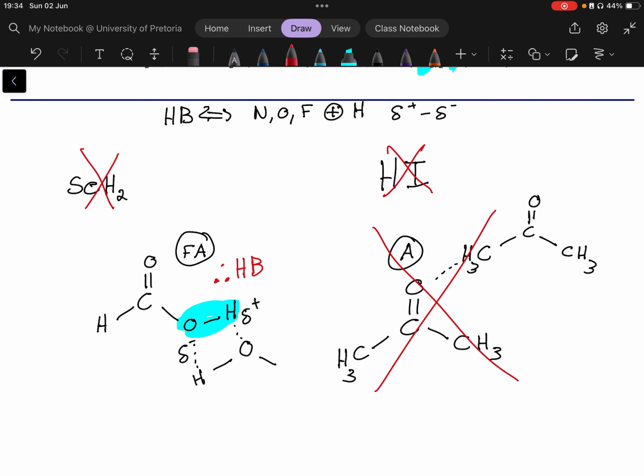Okay, so that's an illustration of how, even though something might contain oxygen and hydrogen, it's not necessarily the case that it will form hydrogen bonds. It has to have that OH bond that is still polar, and then that will allow the hydrogen bonding interaction to actually form.